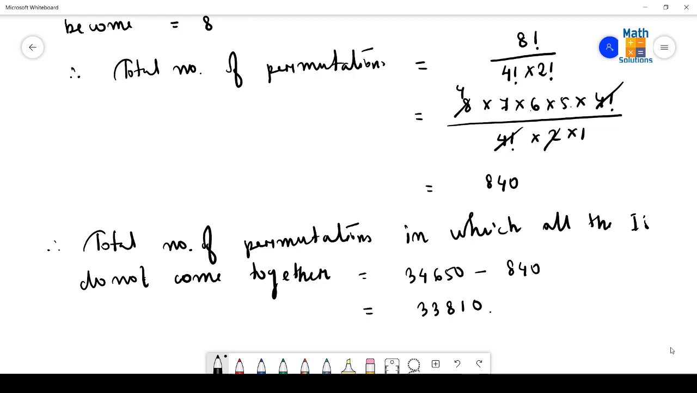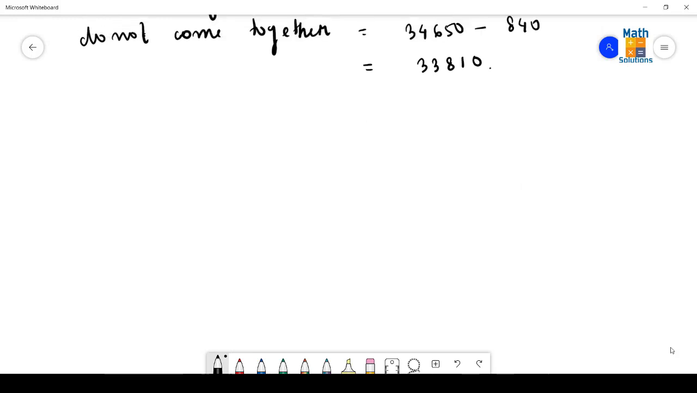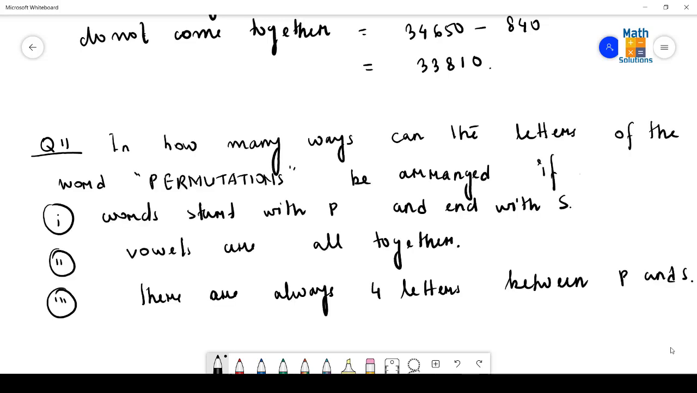Now let us come to question number 11. That is the last question of this exercise. In this question, what is said? In how many ways can the letters of the word PERMUTATIONS be arranged if words start with capital P and end with capital S? So in this particular question, it is very clear that the first position should always be fixed for capital P and the last position of the word should always be fixed for capital S.